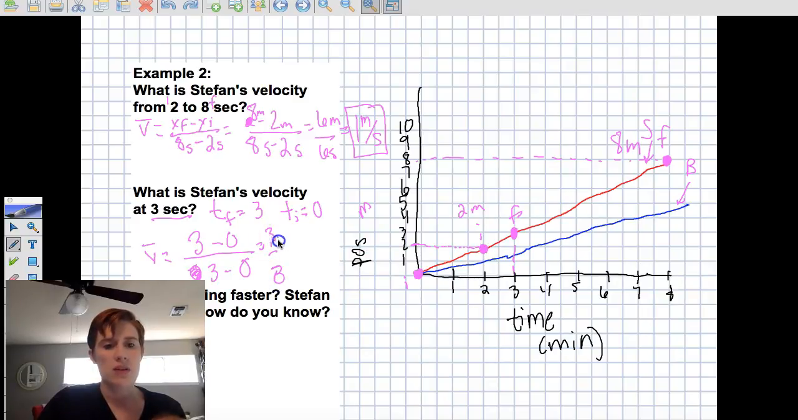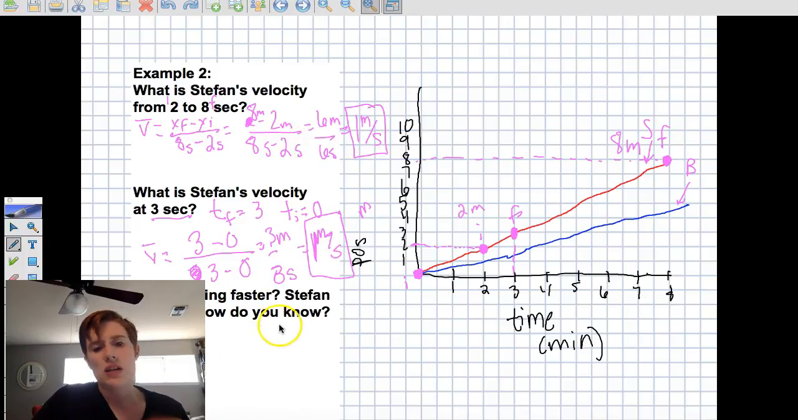And I forgot to put my units, so let me do that now. And I end up with 1 meter per second. You can see his speed has not changed, right? His speed is staying consistent here. From 0 to 3 seconds and 2 to 8 seconds, his speed is the same.